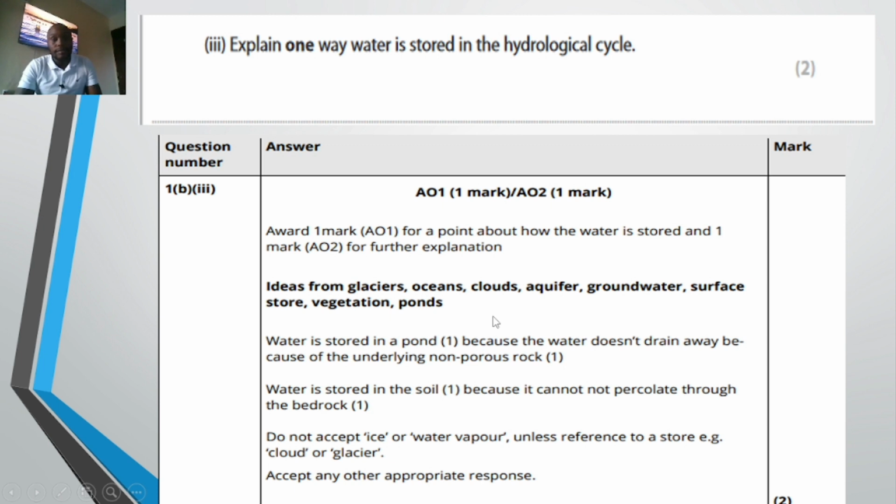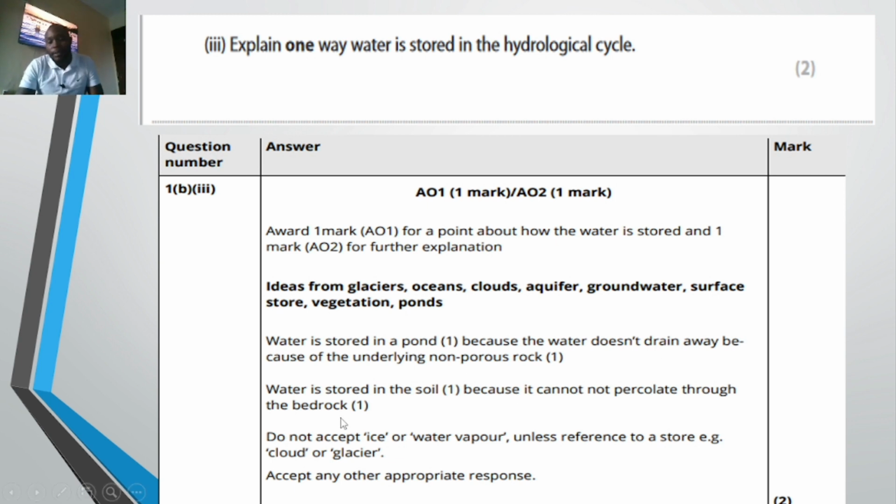In a pond. Remember, this question is not asking us to mention the stores. No, it's asking us to explain how water is stored in the hydrological cycle. So you can say water is stored in the pond. Explain now. Remember, you have 1 mark, and it's a 2 mark question, so you mention 1 and you get 2. So you go ahead and explain, because the water doesn't drain away because of the underlying non-porous rock. So in that pond, when you explain how it is stored there, it does not drain away because the rock there is not permeable. Okay, so you get another mark for that explanation.